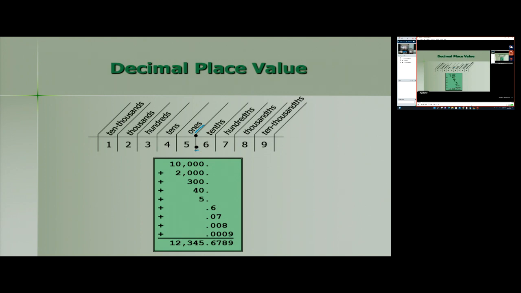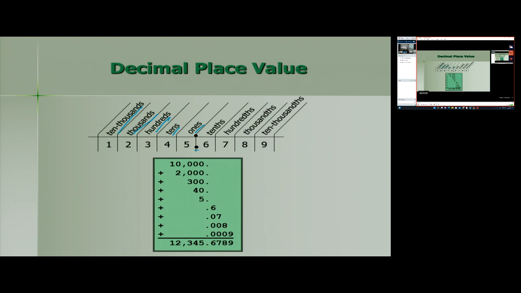Tens. Say it. Tens. Hundreds. Sounds letter D. Hundreds. Thousands. Ten thousands. Okay, actually we have here hundred thousands and millions, but let's just study until ten thousands.